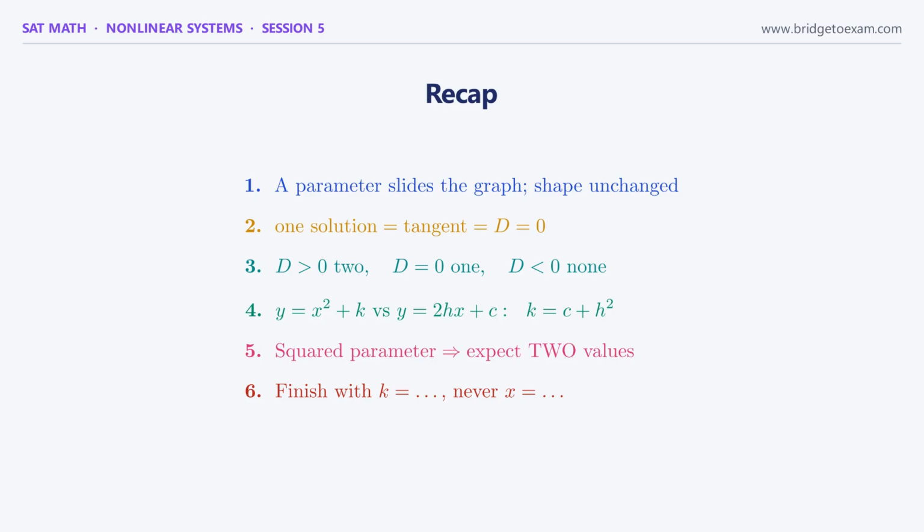For the family y equals x squared plus k against y equals 2hx plus c, the boundary is k equals c plus h squared. Below it 2 intersections, on it 1, above it none. If the parameter shows up squared, expect 2 valid answers. And always finish by answering for the parameter.